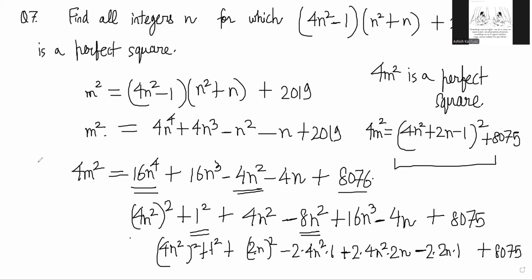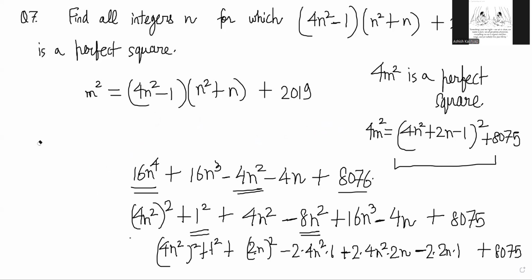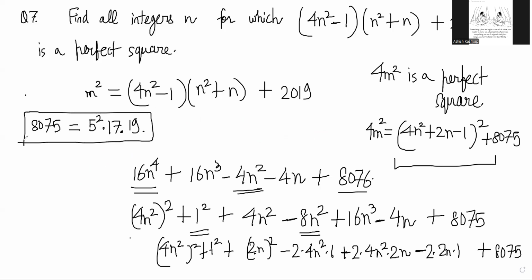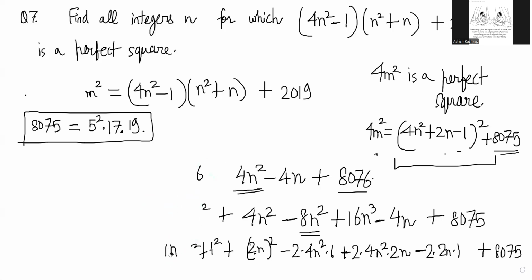Now at this point, it will be useful to know the prime factorization of 8075. You can do it, but I'll just write what it is. 8075 is equal to 5 square times 17 times 19. So now we can write 8075 as the difference of two squares, no? Yes, and we'll be able to factorize it.